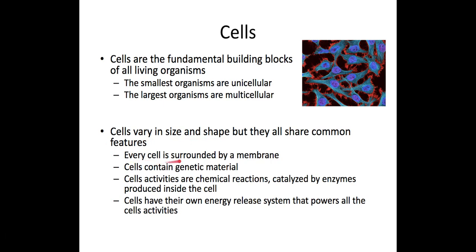So all cells are surrounded by a membrane that can protect the cell from foreign substances and allow other substances to enter it. All cells also contain genetic material, which is the storage of instructions that carries out all of a cell's duties. Cell activities are chemical reactions that are catalyzed or caused by enzymes produced inside of the cell's cytoplasm. All cells also have their own energy release system that powers all of the cell's activities.